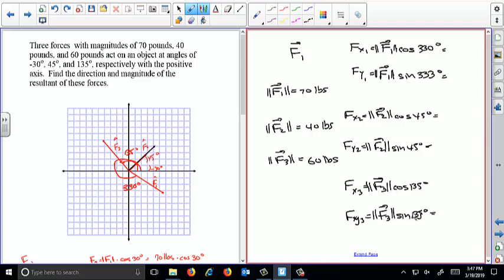Make sure your calculator's in the right mode. Now, if we look at this F1, we should have a positive x component and a negative y component if everything's right. So we'll take F1, which is 70, times the cosine of 330. I've got to make sure I'm in degrees, which I am. So I get the x component is 60.6 pounds. And then if I take 70 times the sine of 330, I get negative 35 pounds.